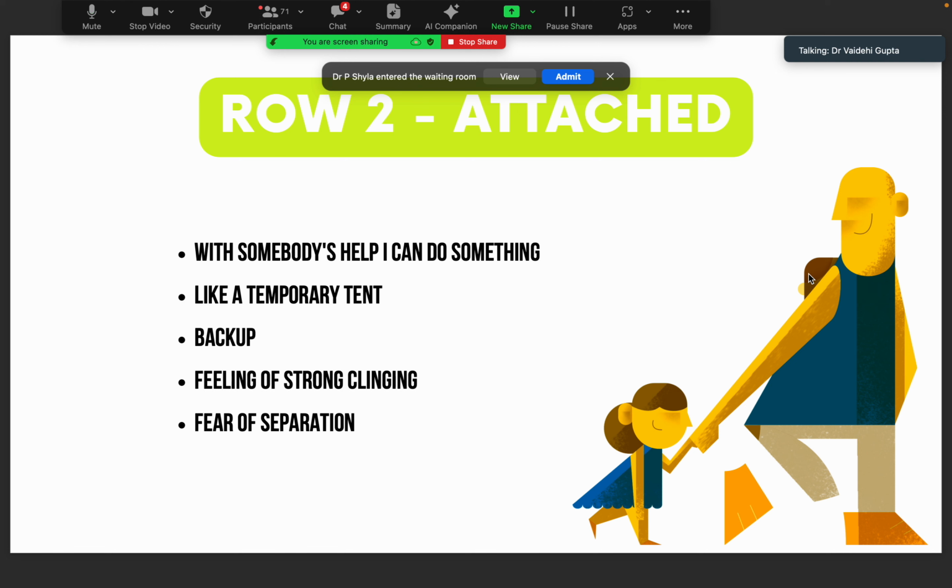Row 2 is a row of attachment. There is a strong feeling of attachment. With somebody's help I can do something, but all alone I can't. He just wants a backup plan. The person on whom he depends is like a temporary tent, he just needs a backup.